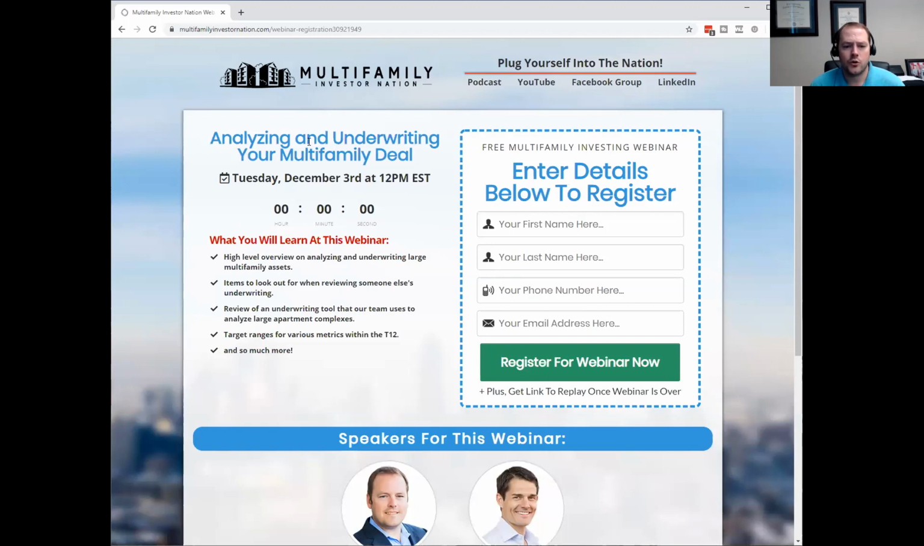We're also going to go into some things you should be looking for when you are reviewing other operators' underwriting models. Then we're going to go over a tool that our team uses for our own underwriting. And then we'll also give you some target ranges for some various metrics that you might want to be looking for inside of a T12 that you're reviewing. And of course, as usual, we always add in a few little golden nuggets, like I like to call them, nuggets of wisdom, throughout the rest of the webinar today.